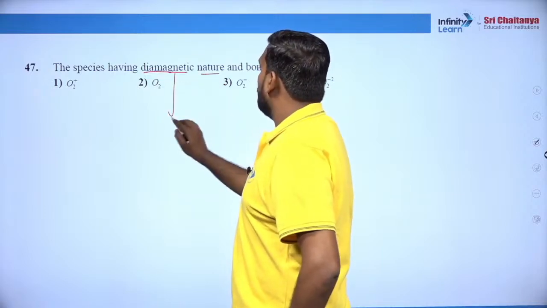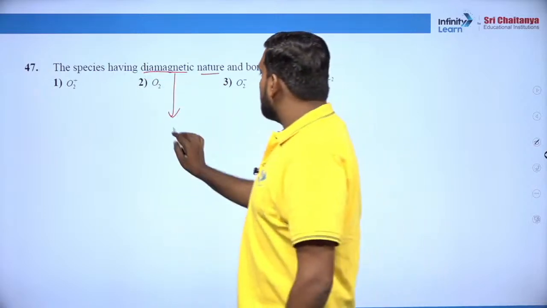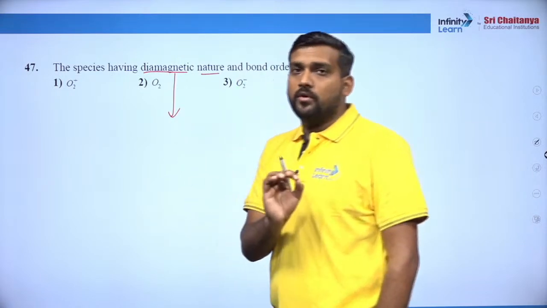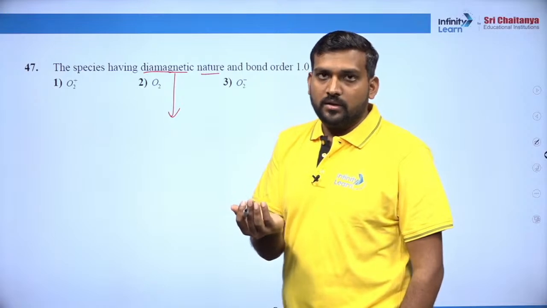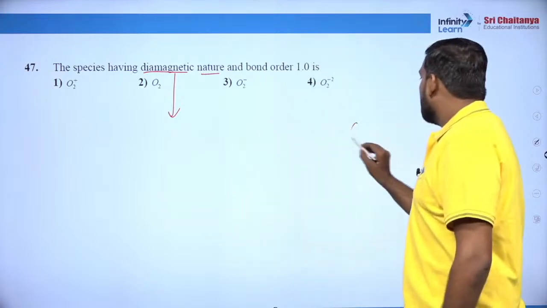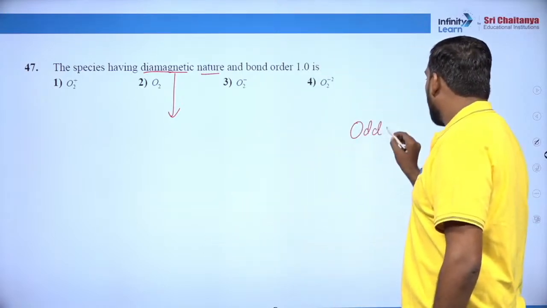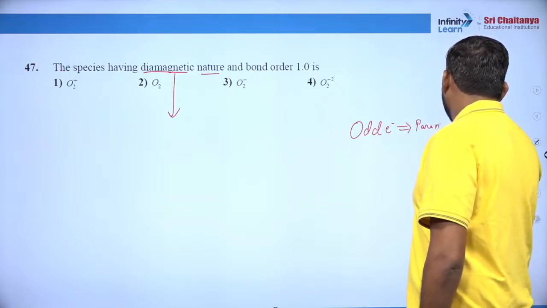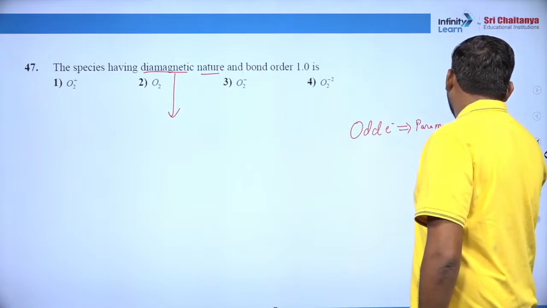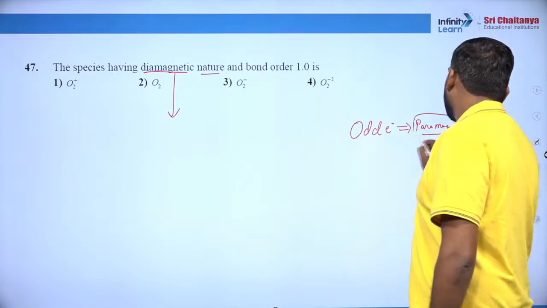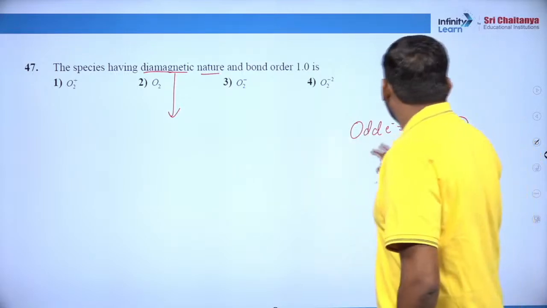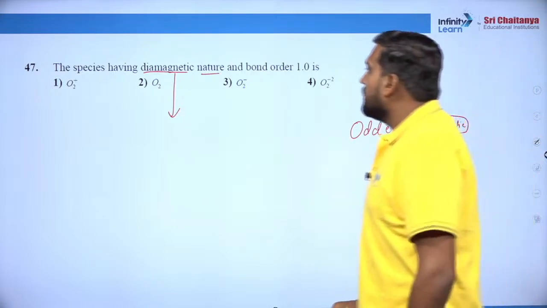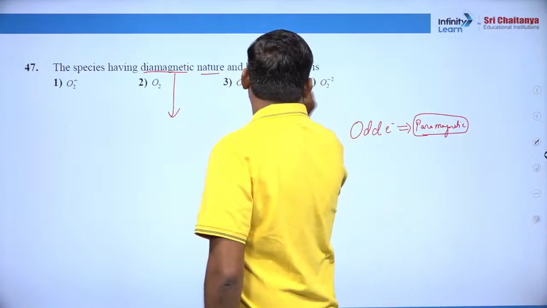So remember, if we are talking about diamagnetic, it should not be an odd electron species. If it contains an odd number of electrons, then it will be paramagnetic. So remember this: if the species is odd electron, then it will be paramagnetic. That's why we have to check first that the species does not contain an odd number of electrons. So talking about diamagnetic, and the bond order is 1.